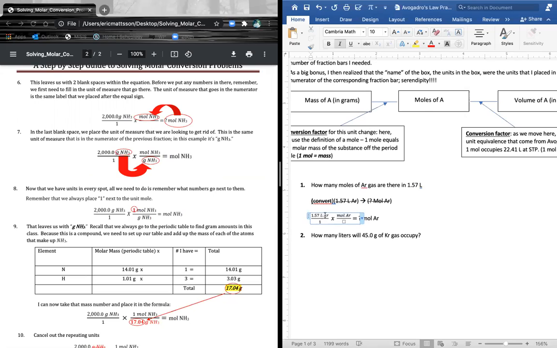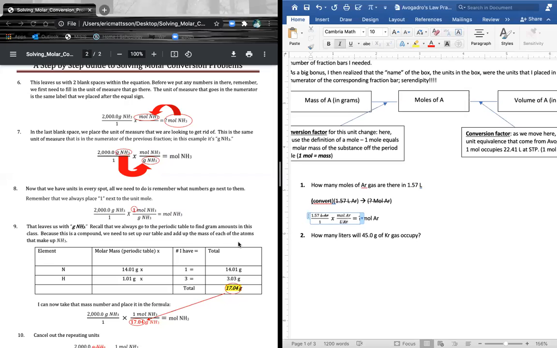Step 7, I need to cancel. This whole process is for the purpose of canceling out units. So I need to cancel this out, and I'm going to move it down here. In order to cancel it, I need to divide by it. So there's step 7. Now I'm on to step 8.